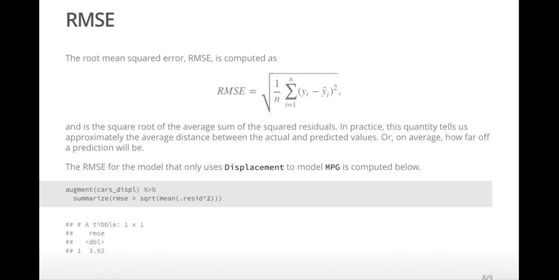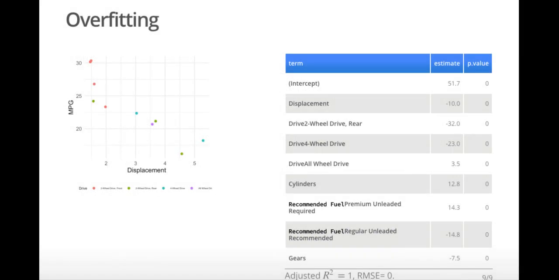So, it seems like we have a good measure of model performance or accuracy now, right? Let's look at another example. In the plot above, we see the relationship between displacement and miles per gallon for a small sample of 10 observations. We have also colored the points by drive. Then we fit a model using 5 explanatory variables. The model output is shown in the table.